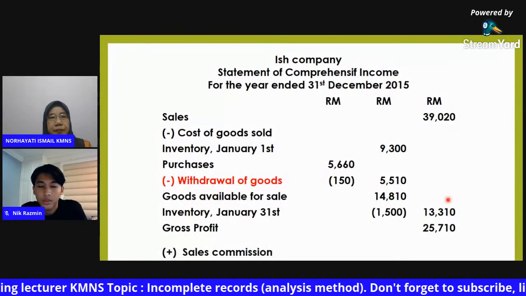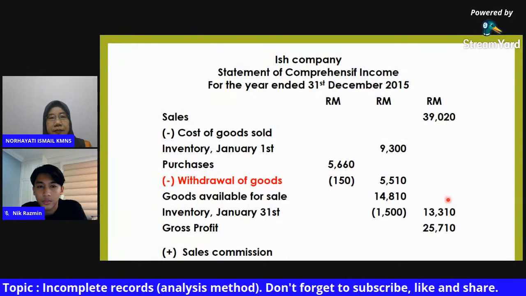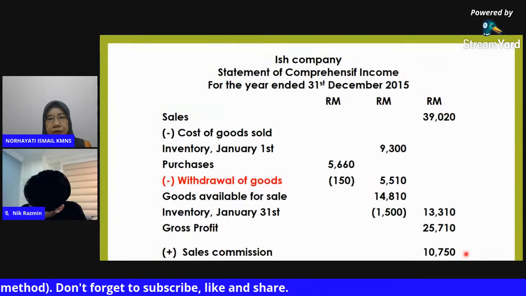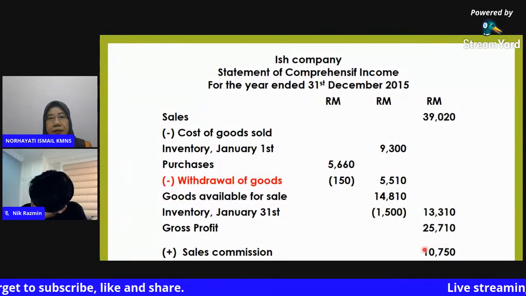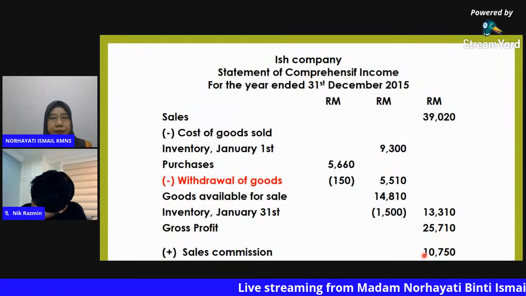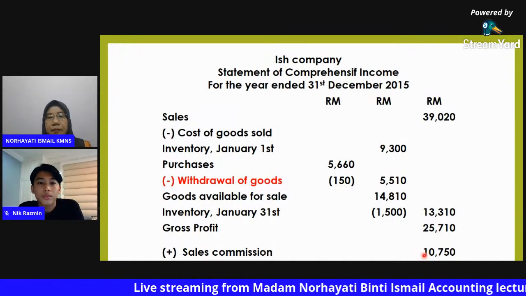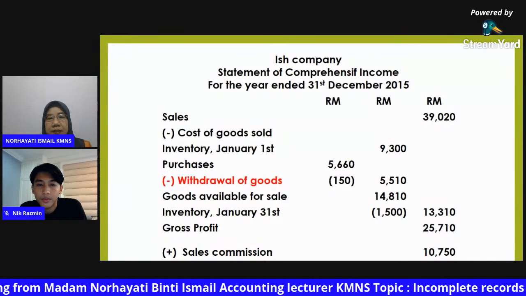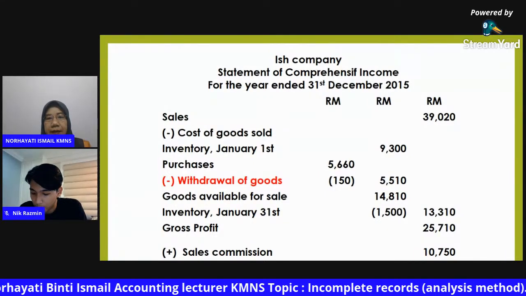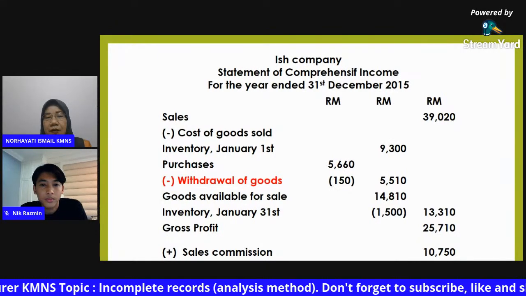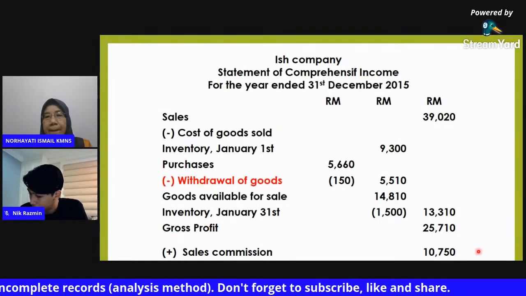Continue, plus commission. So we have made an adjustment for sales commission. So we got 10,750. This is revenue. And you get a total of 36,460. Can you see this figure? 36,460. Can you see it?